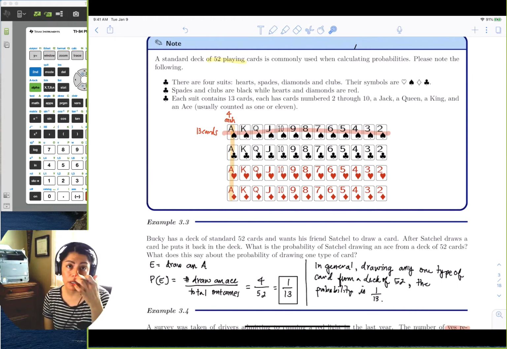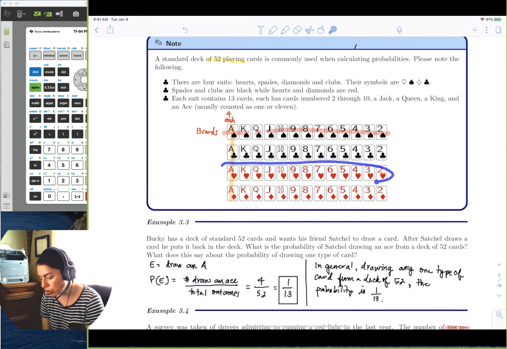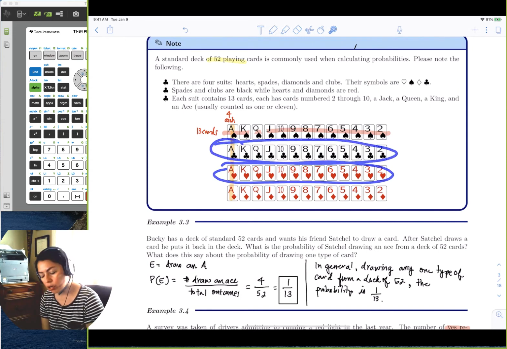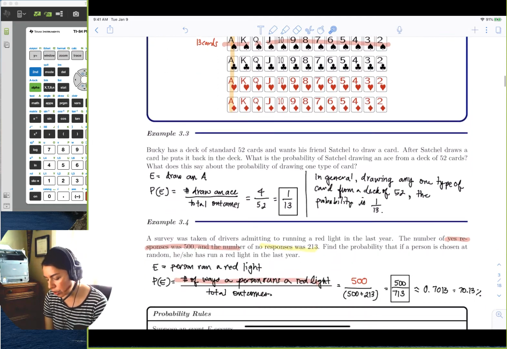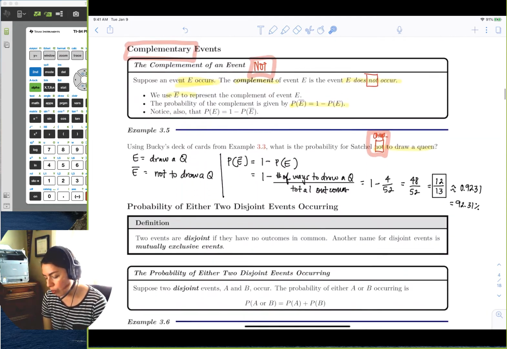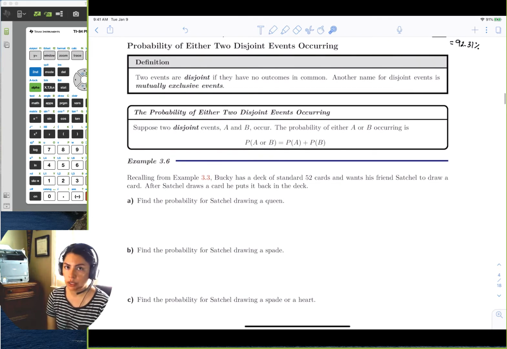overlapping outcomes. So the only way we don't get overlapping outcomes with the deck of cards would be if I ask for two types, right? So if I ask for a queen and a 7, there's just no overlap there because a queen cannot be a 7 and a 7 cannot be a queen. Or two suits, right? A club and a heart. So anytime there are overlapping outcomes, they're not disjoint, and we cannot use the formula for disjoint events.